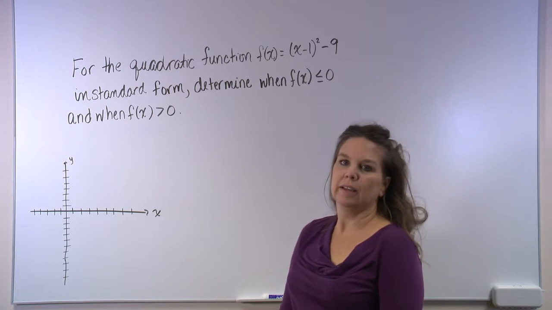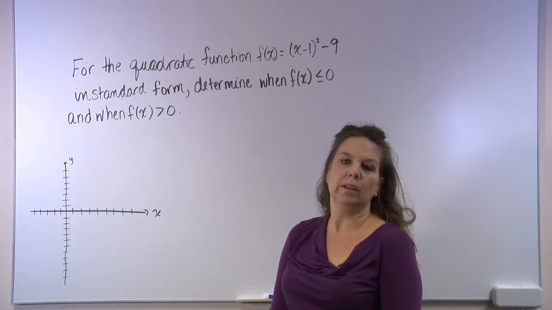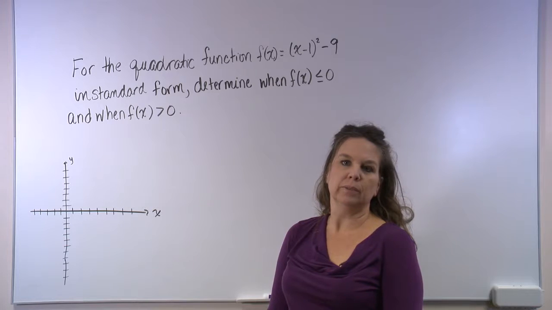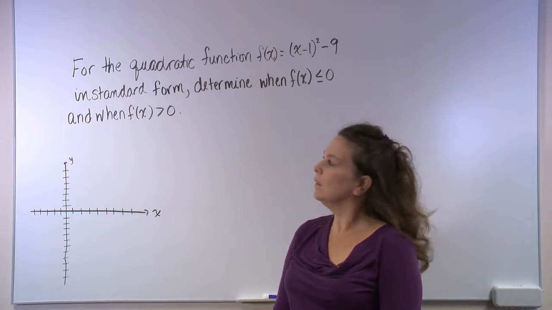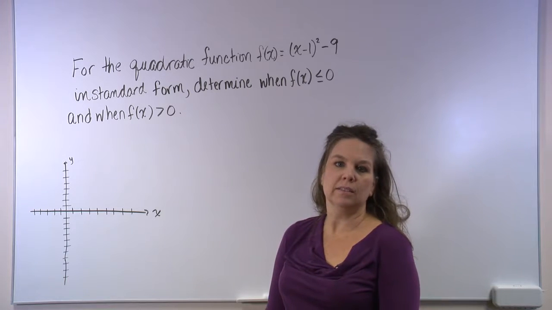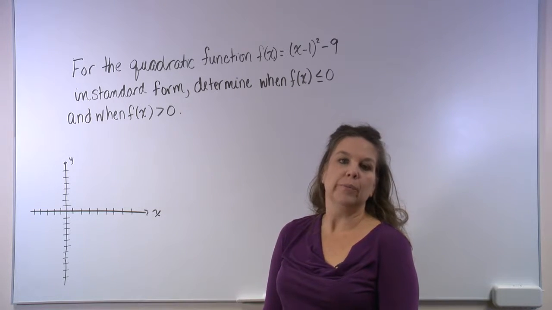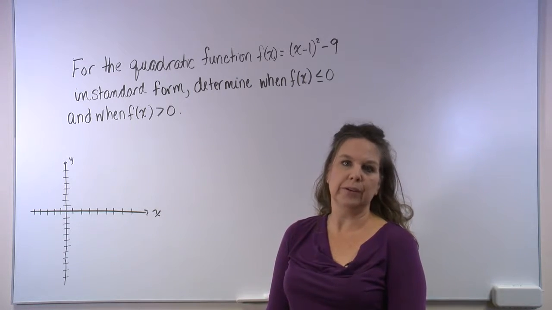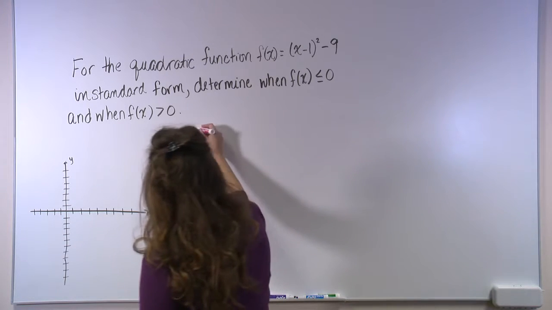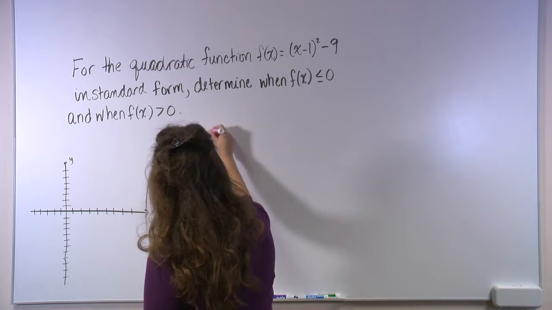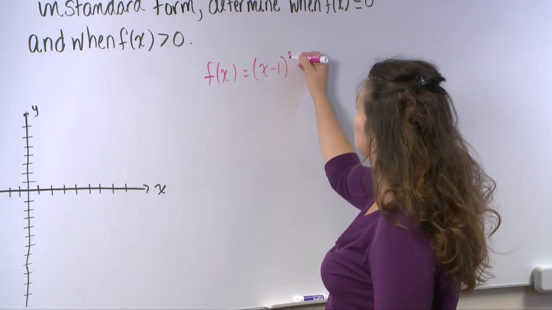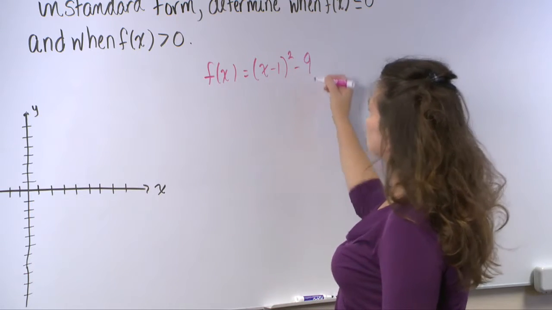Quadratic function f of x is equal to the quantity x minus 1 squared minus 9, which is in standard form. We want to determine when the function is less than or equal to 0 and when the function f of x is greater than 0. So we're going to start first by looking at the function, f of x is equal to x minus 1 squared minus 9.